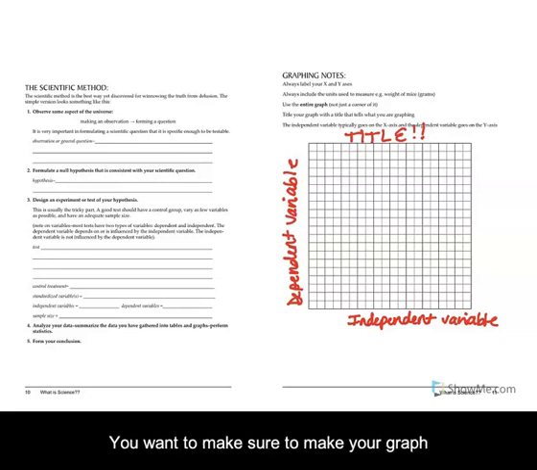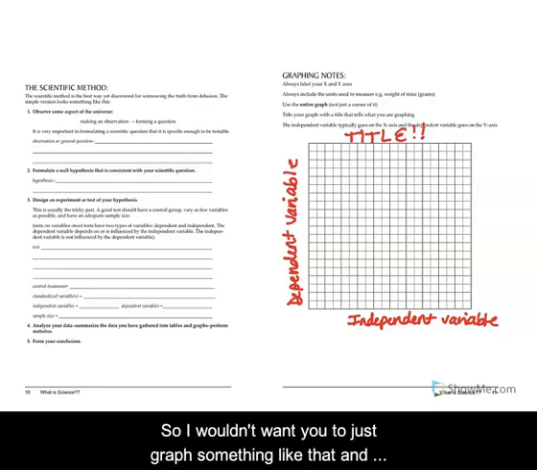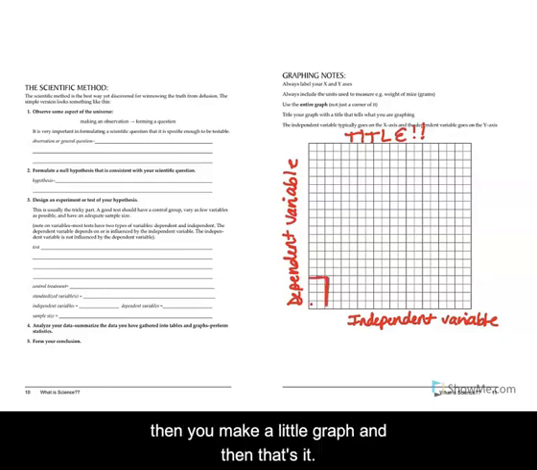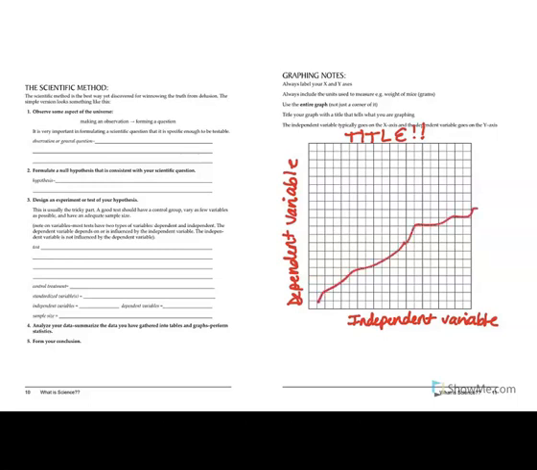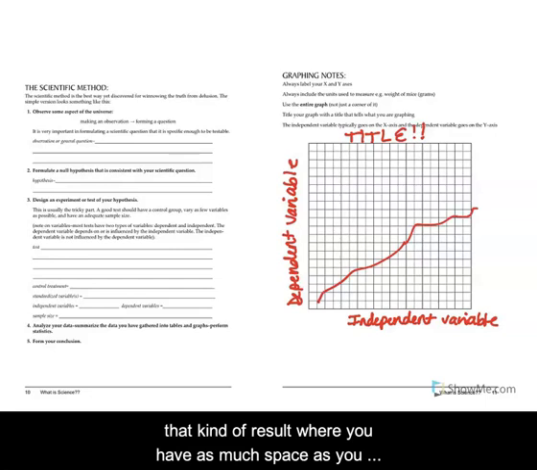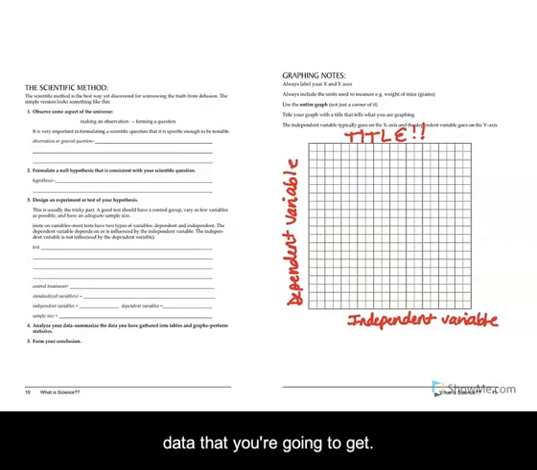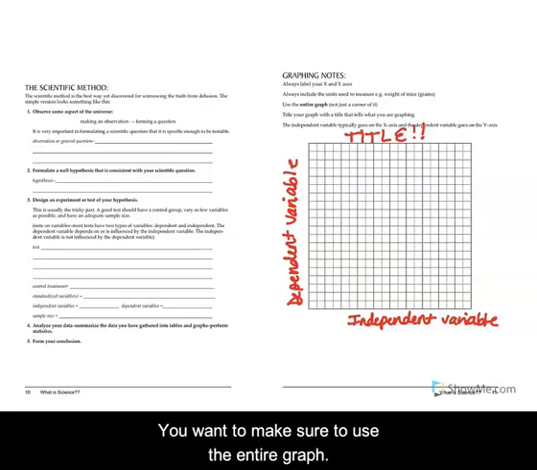You want to make sure to make your graph as much as you can, the entire page. So I wouldn't want you to just graph something like that, make a little graph, and that's all you see. What would be better to communicate your results scientifically is to show that kind of result where you have as much space as you can, really reflecting that data. I'm not saying that that's the data that you're going to get, but we want to make sure to use the entire graph. So because of that, we're going to space our values appropriately along the axes.